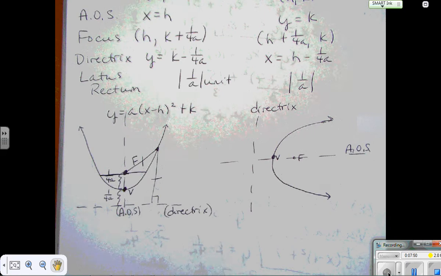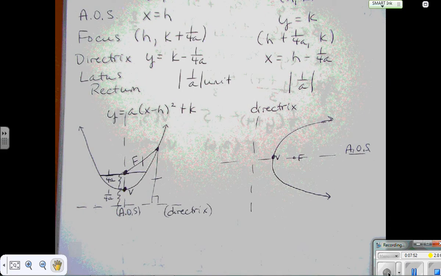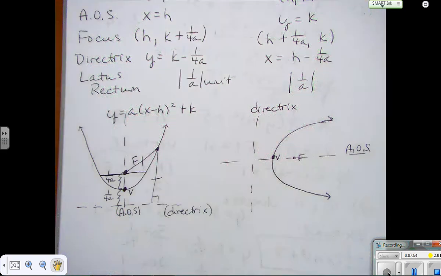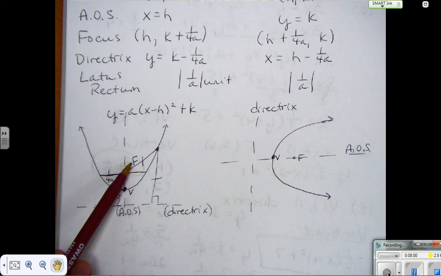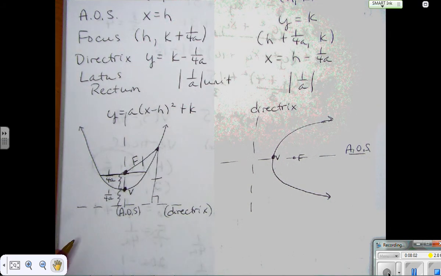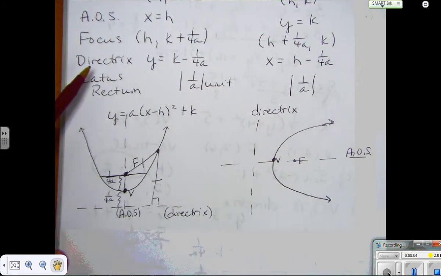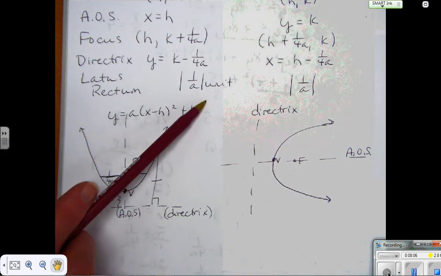Any questions? Yes. What's that word next to the latus rectum? Right there, at the top, when it says not on the graph. Yeah, like that's unit. Okay.